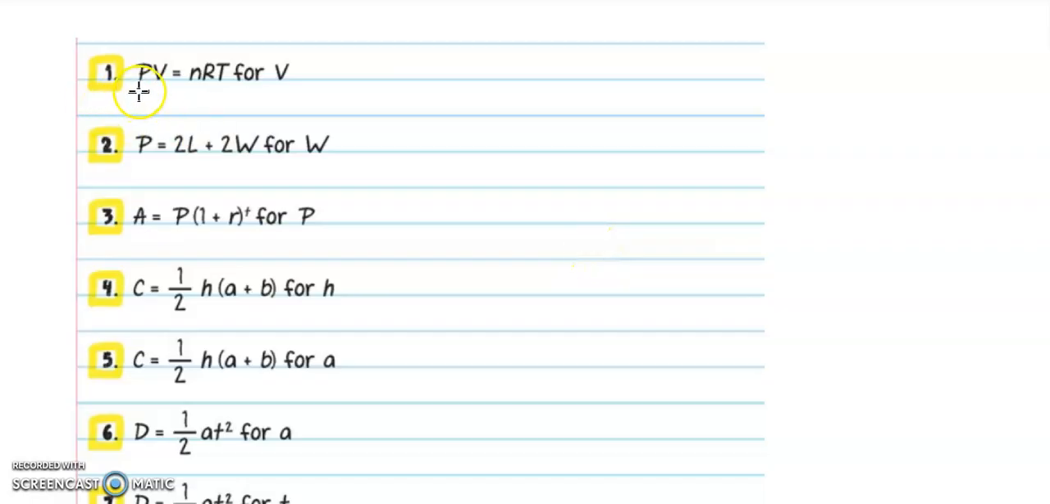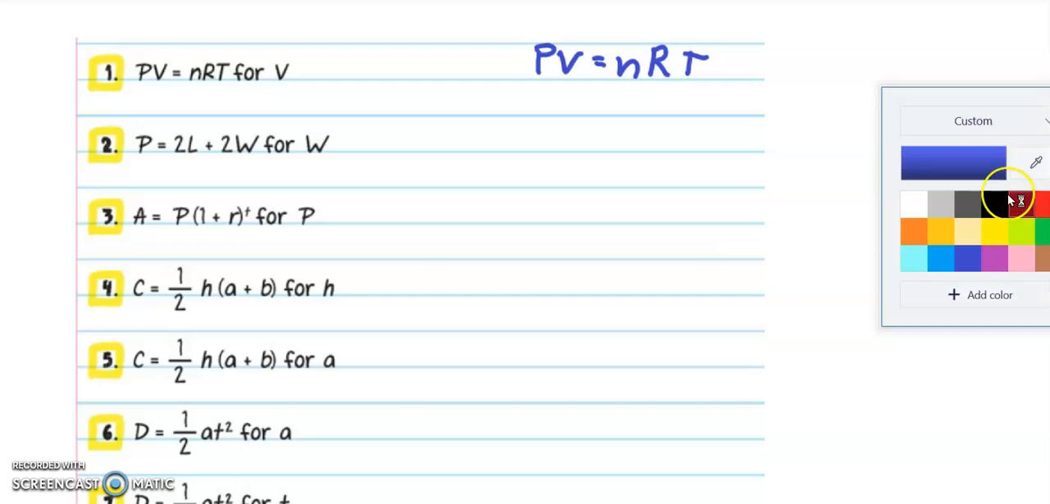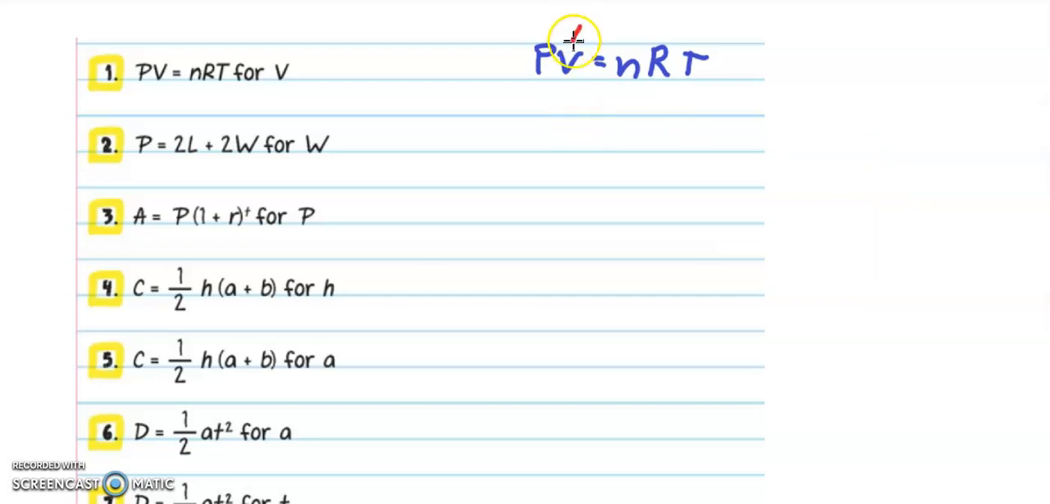So number 1, it says PV equals nRT, and we want to solve this for V. All right, well, PV equals nRT. We want to solve that for V. Well, where's V? Well, it's right here. What's being done to it? Well, I'm multiplying it by P. And that's it. So this is actually a pretty straightforward equation to solve.